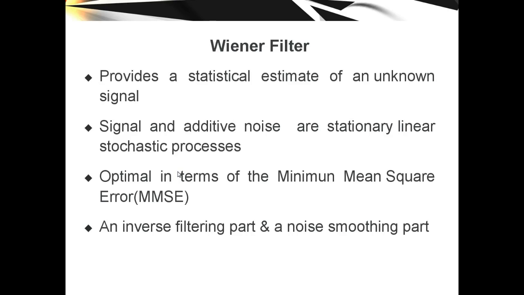And next one is the Wiener filter. The Wiener filter provides a statistical estimate of an unknown signal by using a related signal as an input and filtering that known signal to produce the estimate as an output. In the Wiener filter, signal and additive noises are stationary linear stochastic processes, and this is optimal in terms of minimum mean square error, which means it will reduce the MSE value a lot.